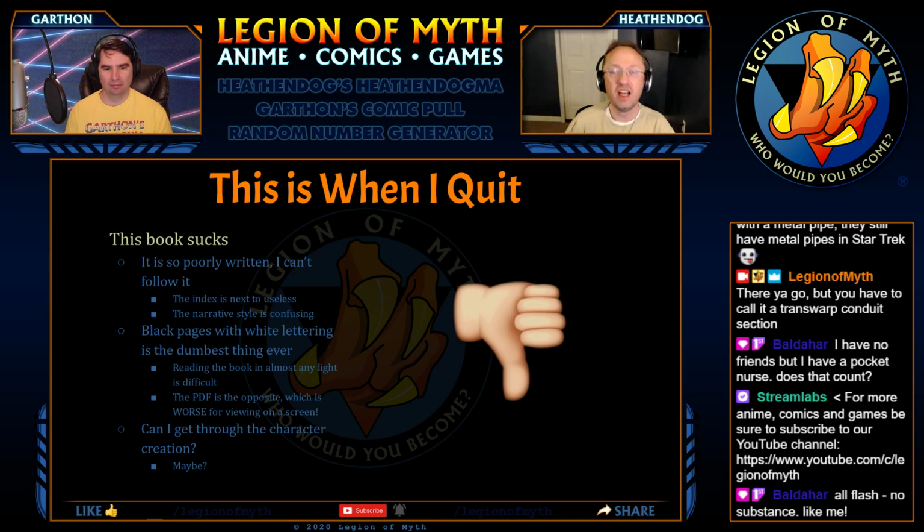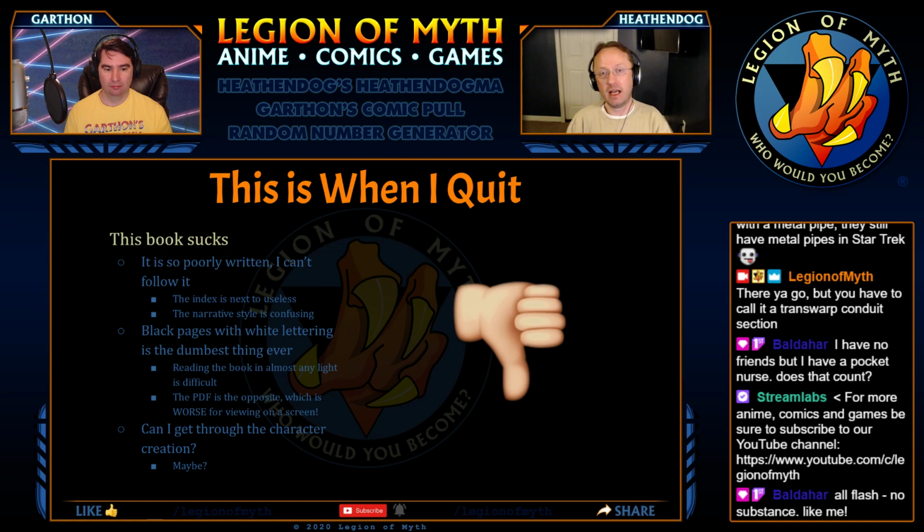And what's worse is the PDF is the exact opposite. It is a white background and black lettering, which is worse for watching it on a screen. If they had done it the other way, it would have been perfect. But no, they went again for flash instead of actually helping you with absorbing the information. Stupid. Absolutely stupid.